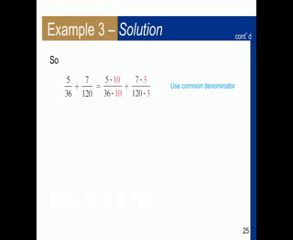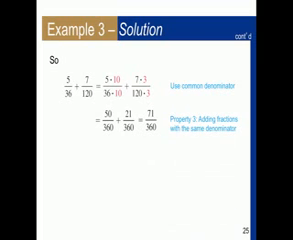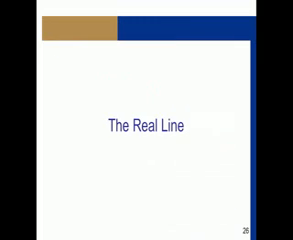So for 5 over 36 plus 7 over 120, we figure out how to get 360 on the left side, and we multiply by 10 over 10. So we multiply 5 by 10 and 36 times 10. To get 360 on the right, we multiply by 3 over 3, so we multiply 7 by 3 and 120 by 3. We end up with 50 over 360 plus 21 over 360, and our answer is 71 over 360.